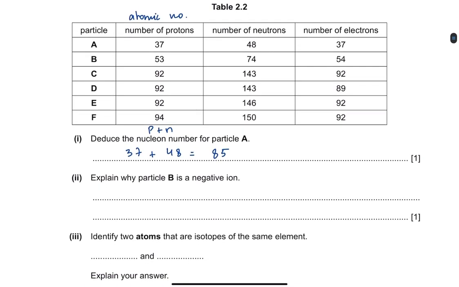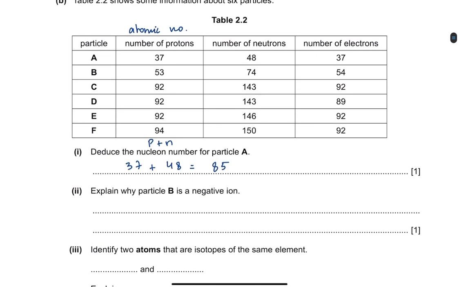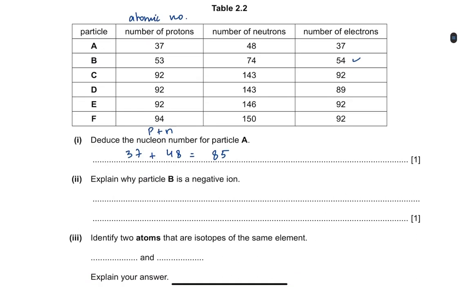Explain why particle B is a negative ion. So when we look at particle B, we can see the electrons are more than the number of protons, and electrons carry the negative charge. So there are more electrons than protons. And obviously, we don't have to mention this, but we can say that protons cancel the electrons, but there are more electrons than can be cancelled by protons. Because when electrons are more, the protons are not enough to cancel their charge, and that is why you see some negative charge.